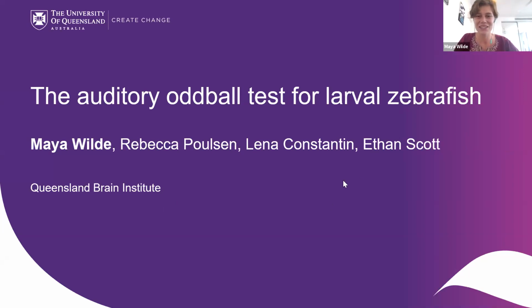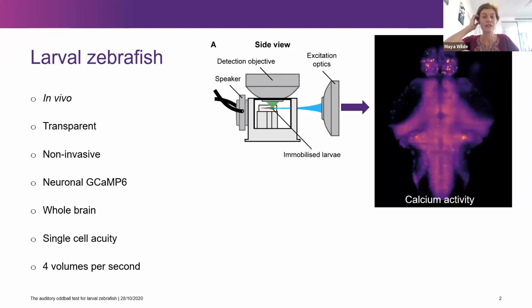So I'm going to share what I've been working on, which is developing this auditory oddball test to be used in larval zebrafish, which you've already had a bit of an introduction to with Iris's talk. The motivation for using larval zebrafish for this experiment is that they're optically transparent, so we can do in vivo non-invasive experiments to see their reactions to stimuli. And we can image the entire brain at single cell acuity and get reactions of neurons throughout the entire brain to a stimulus train, which is very exciting.